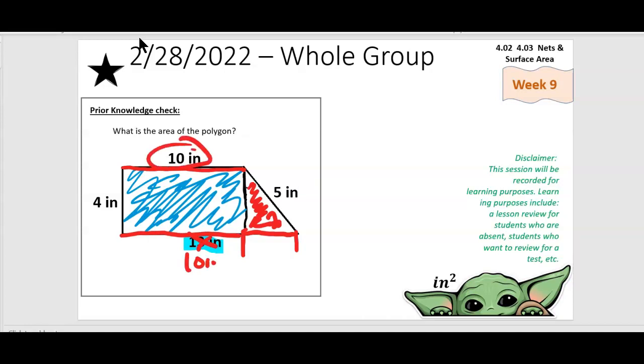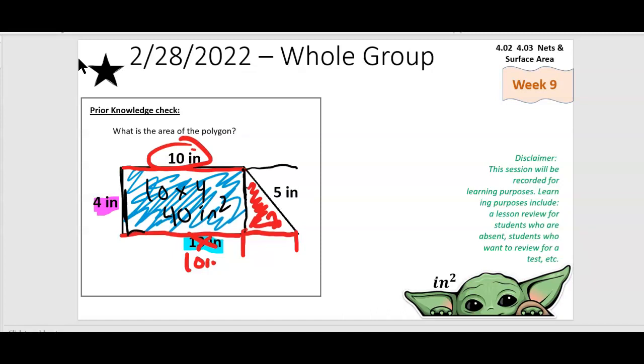We can just use base times height. So there's 10 times 4. 10 times 4 is 40 inches squared. So that's the stuff here in the blue, 40 inches squared. What about the triangle over here?